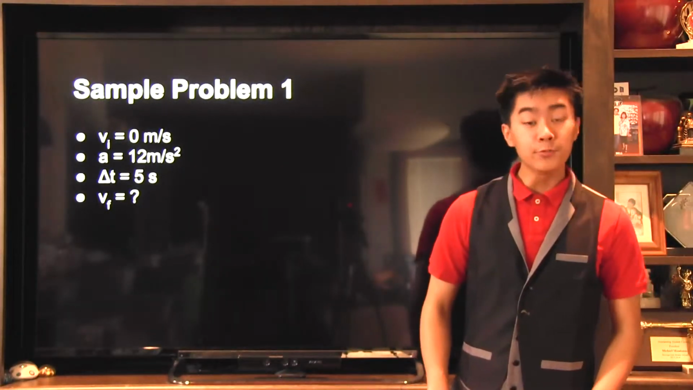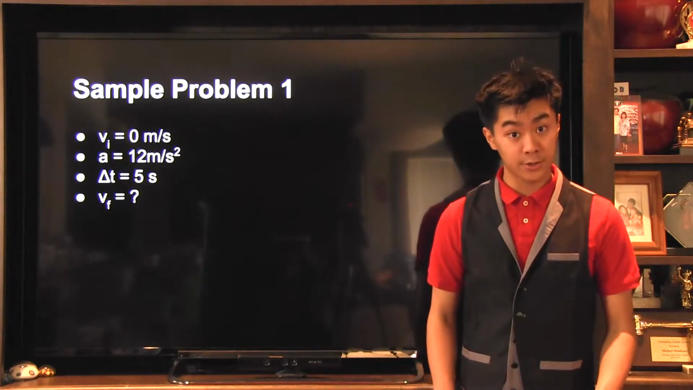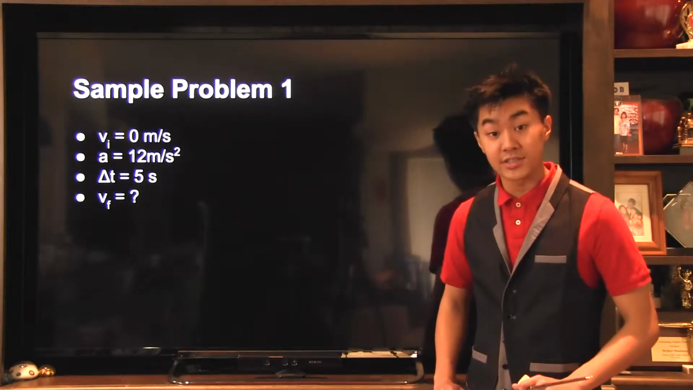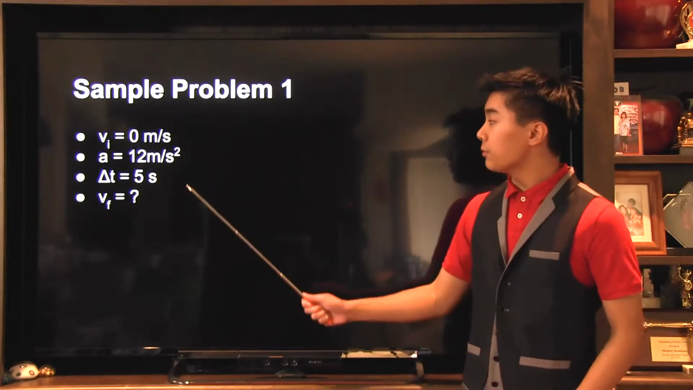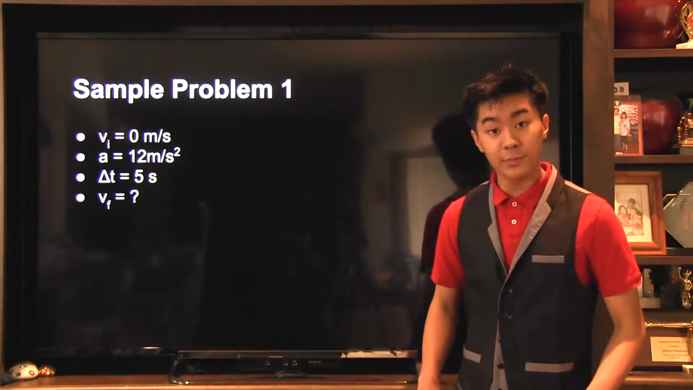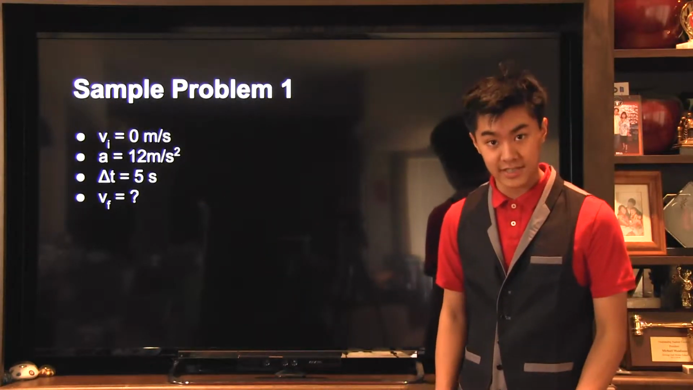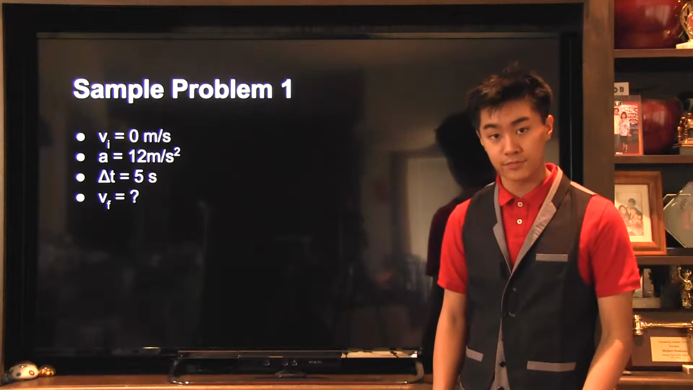Alright. When working with problems, it's always a good idea to start with what you know. So, we know that the initial velocity is 0 meters per second. We know that the acceleration is 12 meters per second squared. We know that the change in time is 5 seconds, and we need to know the final velocity.